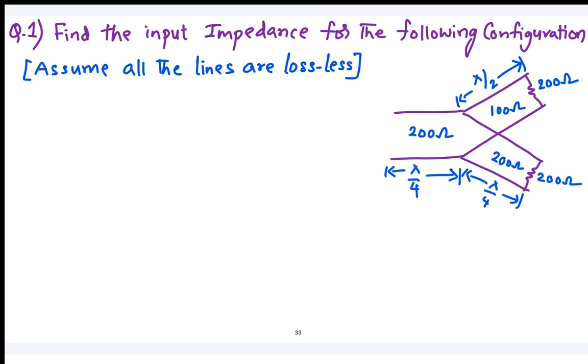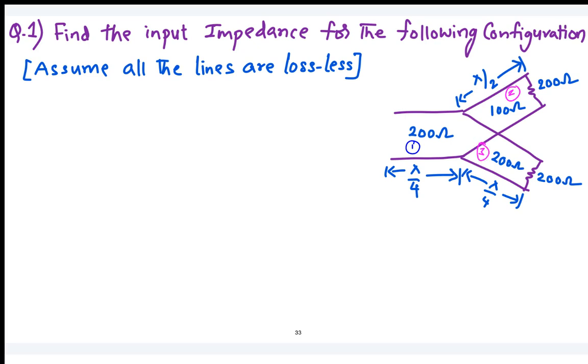So see the question here. In the diagram, whatever I have given, consider all the lines are lossless lines. Then find what is the input impedance at this point. So find the input impedance for the following configuration, assuming all the lines are lossless. If these kind of problems are given, you can name the lines. Let me say this is my first one, this is my second one, and this is my third one.